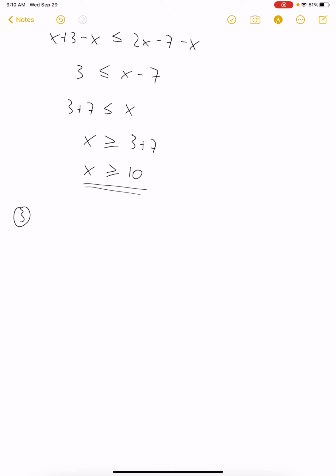Problem number 3. y plus 1 is larger than or equal to y. Now we will subtract y from both sides of the equation, which means y plus 1 minus y should be equal or larger than y minus y, which leads to 1 is greater than or equal to 0. That's always true, and so all y are the solution to this problem.